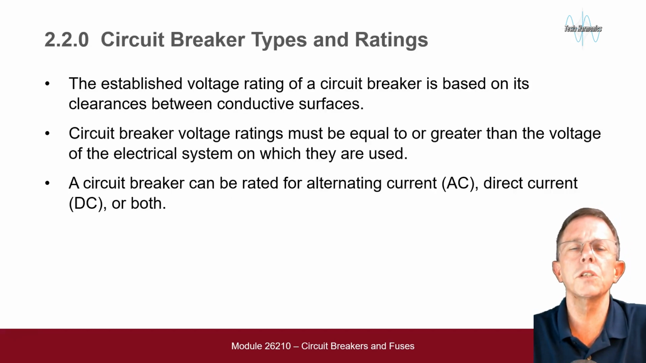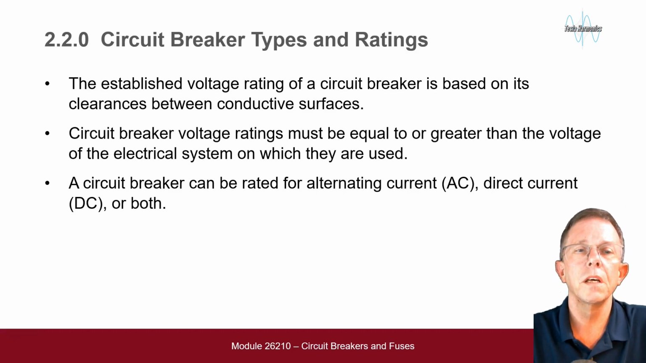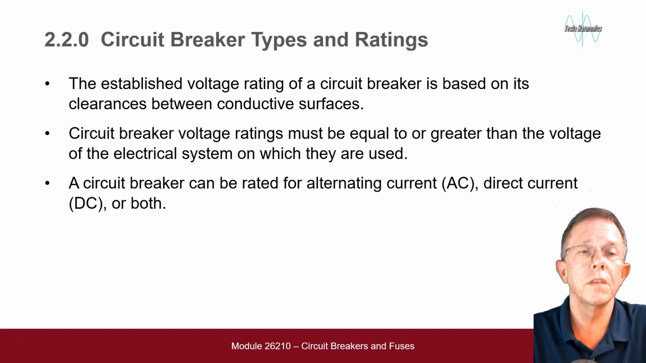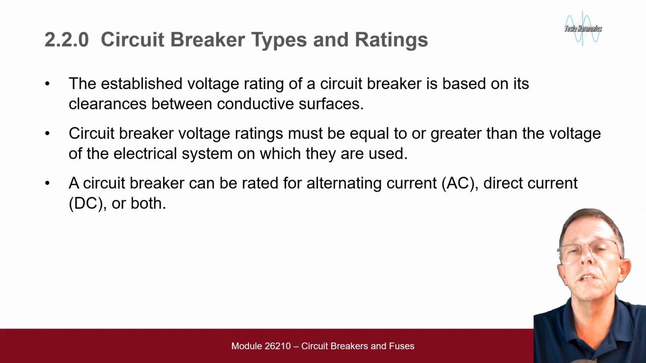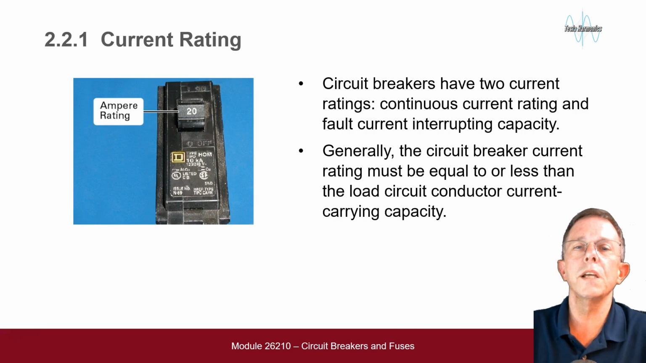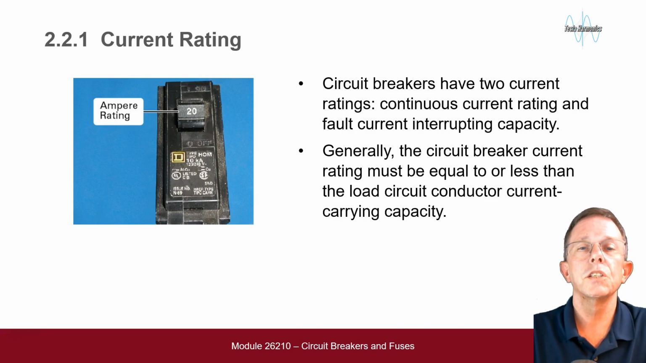The established voltage rating of a circuit breaker is based on its clearance between conductive surfaces. A circuit breaker voltage rating must be equal to or greater than the voltage of the electrical system to which they are used. A circuit breaker can be rated for alternating current AC or direct current DC or both. Circuit breakers have two ratings: continuous current rating and fault current interrupting capacity. Generally, the circuit breaker current rating must be equal to or less than the load current conductor carrying capacity.